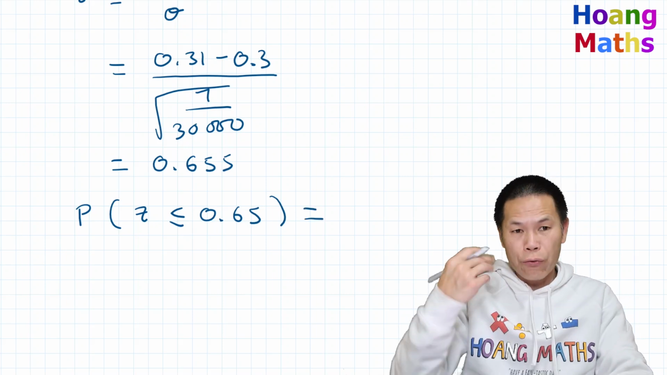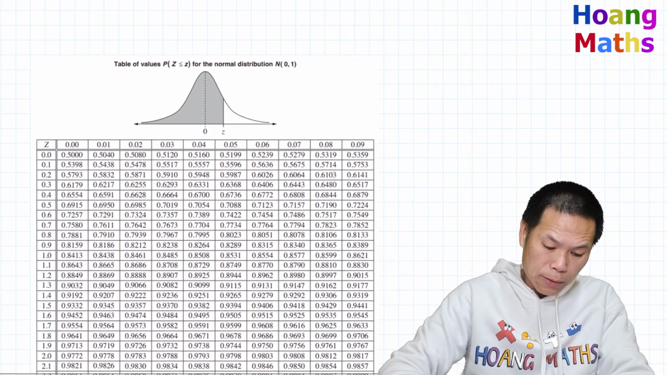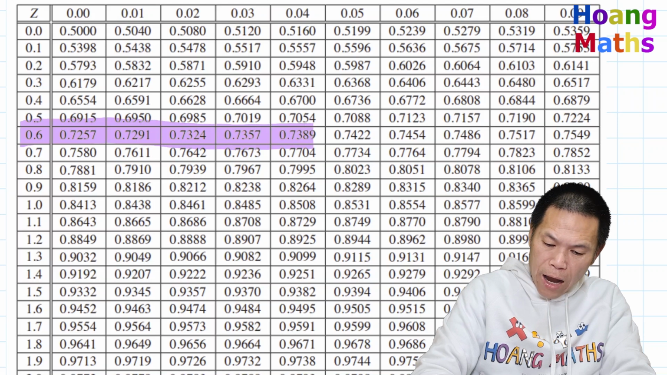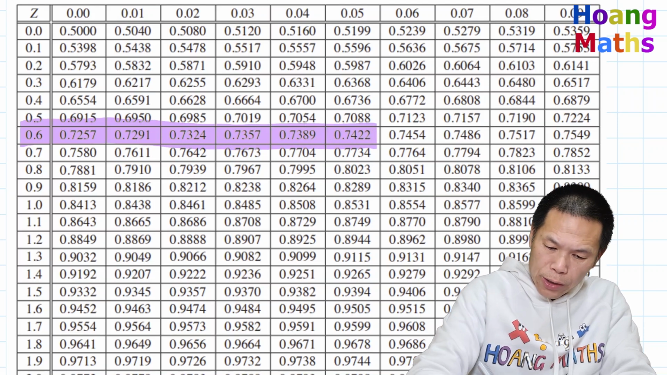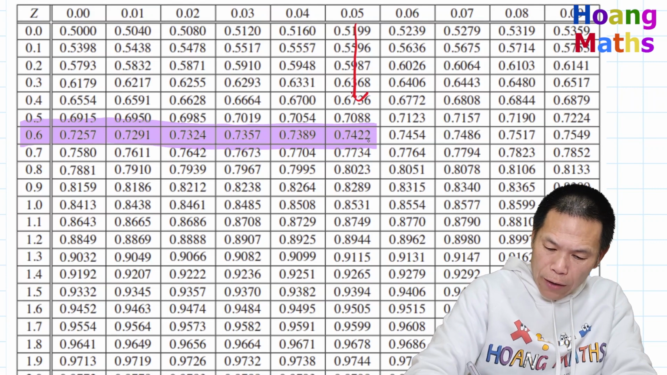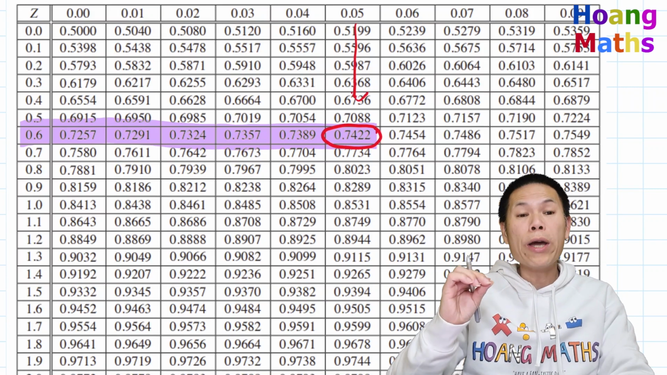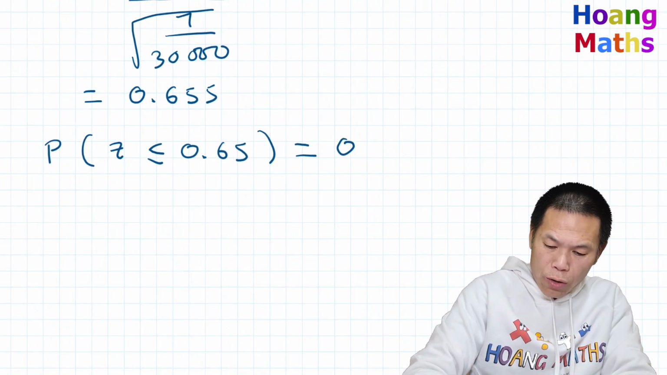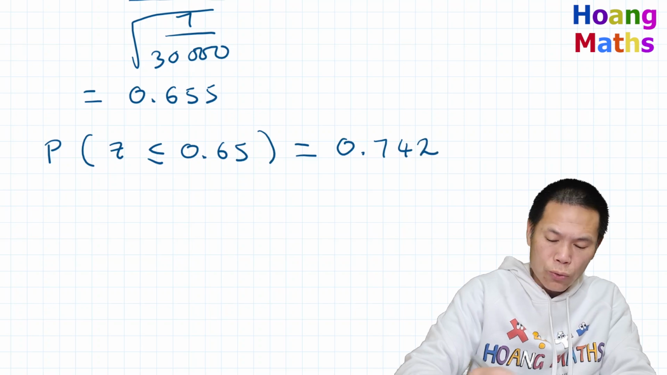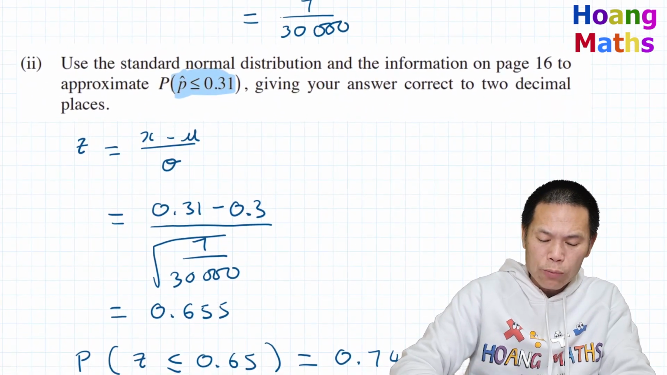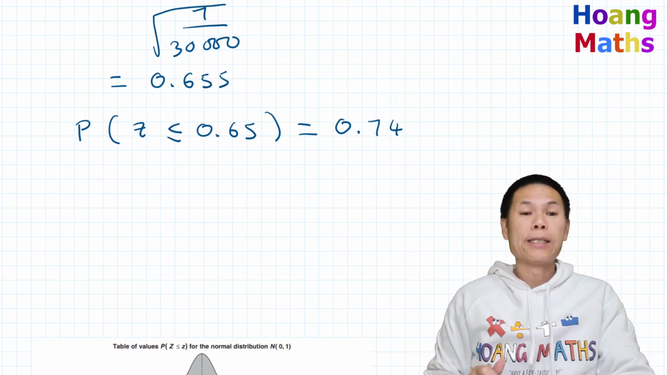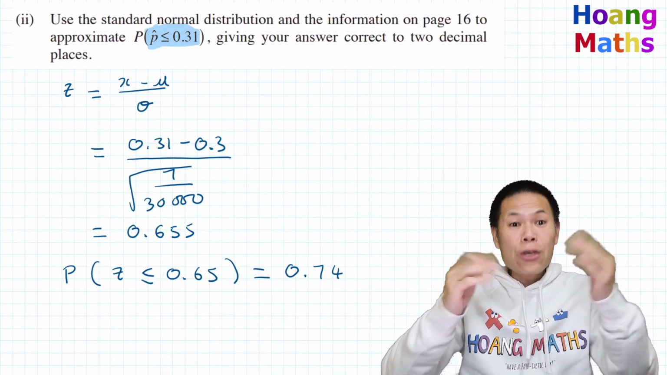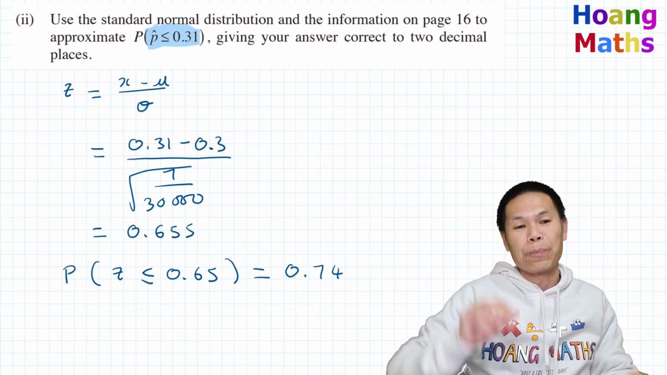From the table given, we just look at this. So 0.6 here, and we go all the way to 5. So there you go, 0.65 gives 0.742. So the answer is 0.742. And going back to the question, correct to 2 decimal places, that is 0.74. So there you go. And thank you so much for watching. Bye.